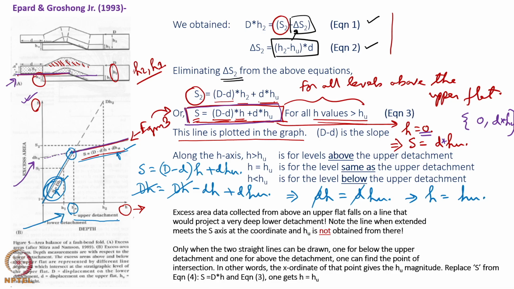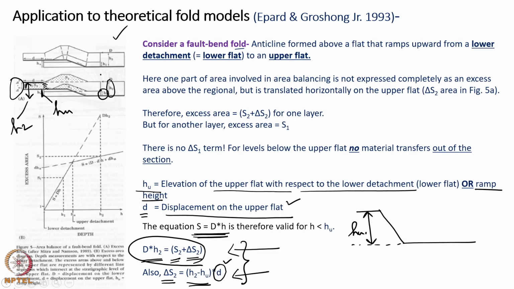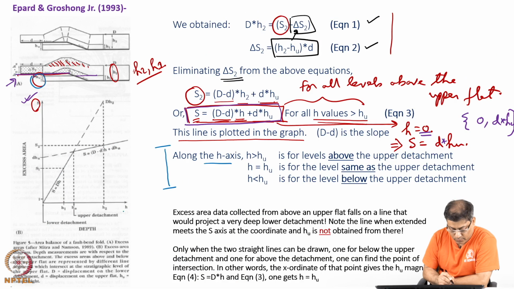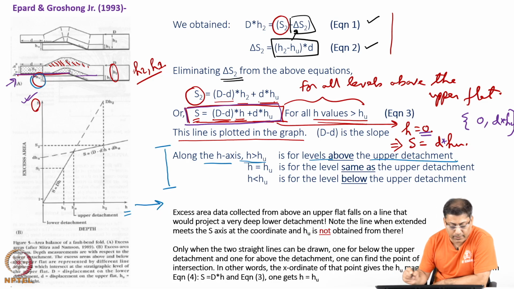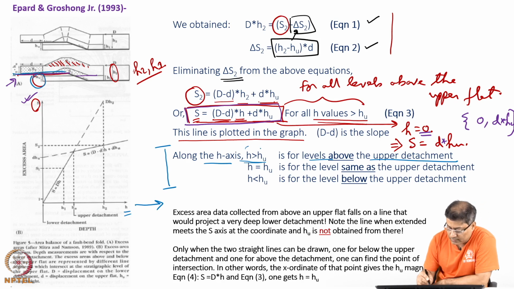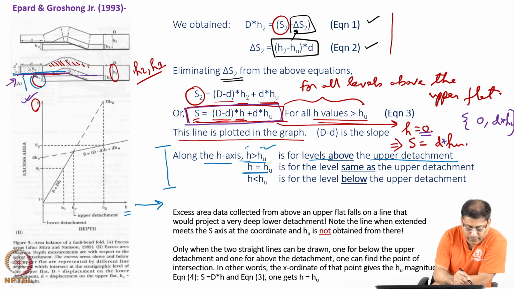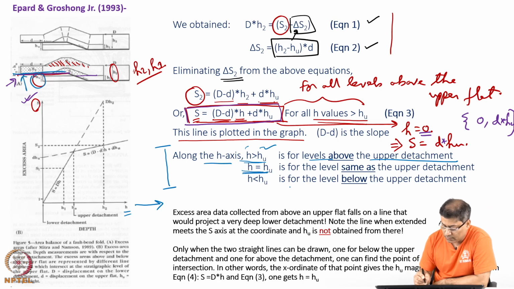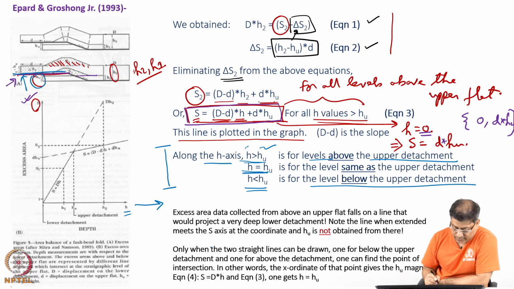Hu is the upper detachment height from the lower detachment, as it was defined here. Along the H axis, along the X axis here, H more than Hu means the level above the upper detachment. This is my upper detachment. Any line above that will be considered as H more than Hu. H is equal to Hu is the same level as the upper detachment. This upper detachment itself is the level for H equal to Hu, and H less than Hu is for the level below the upper detachment.